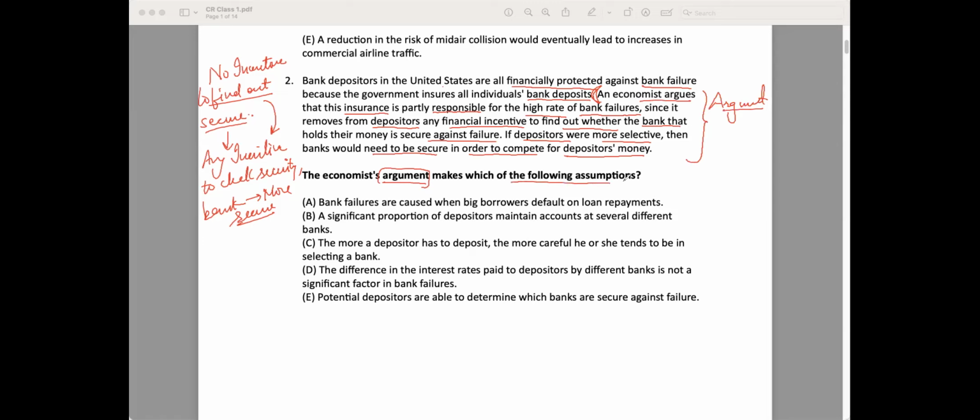Which of the following assumptions is required? So the economist's argument requires or makes which of the following assumptions? Let's see. Bank failures are caused when big borrowers default on loan repayments. So the cause of default is that they are not secure against failure. There is no incentive for them to be secure. It's not about whether big borrowers default or not. This is irrelevant to the argument. This is extraneous to the argument. This is not part of the argument.